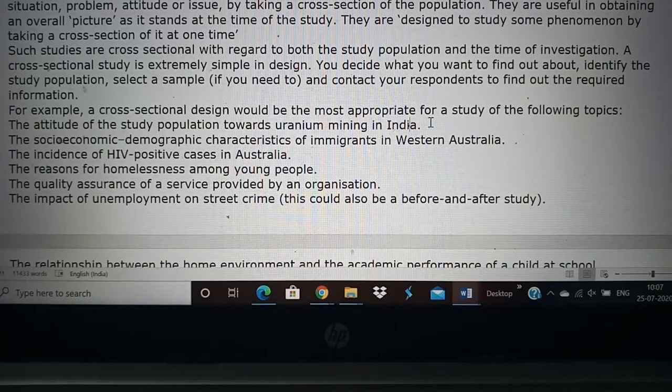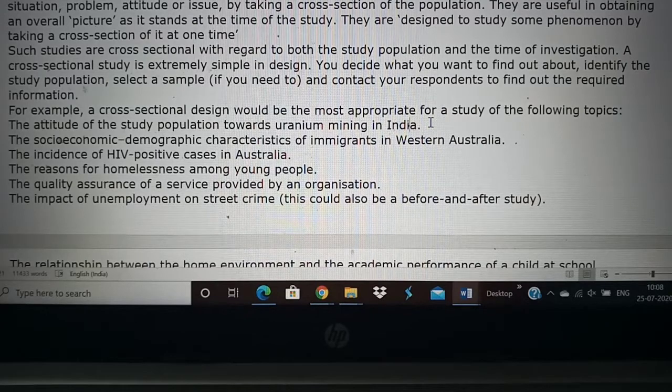We cannot study all the people who are suffering in this world because of mining, but one group we study and they represent the whole population around the country and around the world. So that is one type of cross-sectional study.